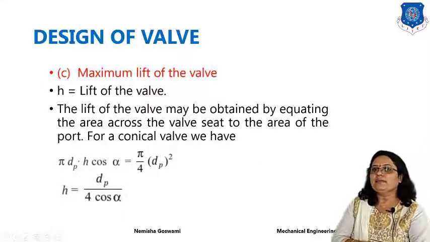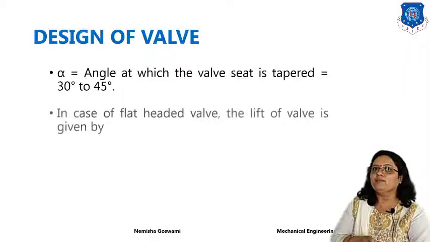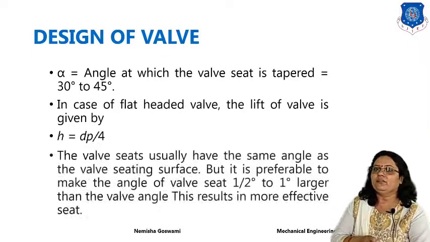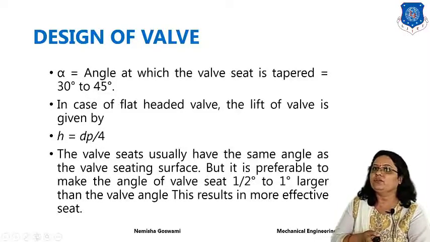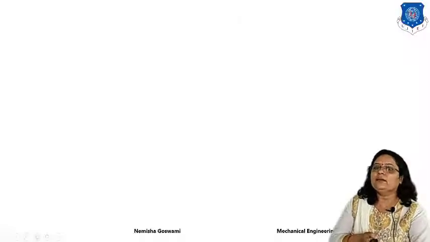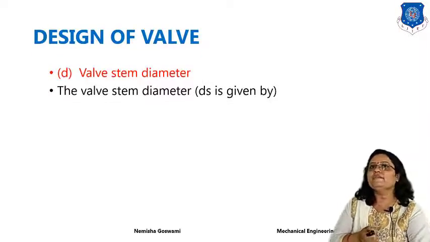So h is equal to dp divided by 4 cos alpha, and alpha also varies from 30 to 45 degrees. Okay, and when we use the flat headed ball, its value h is equal to dp by 4. Right? Now we will do the last portion, ball stem diameter.